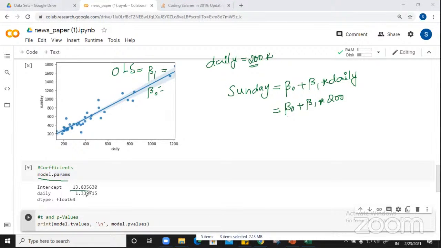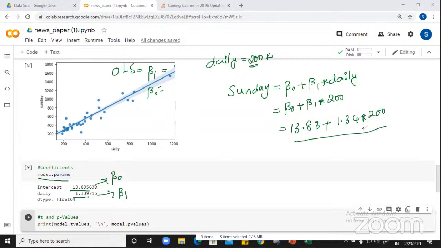You see the model parameters. So the intercept is 13.83. Daily is 1.338. So just plug those values here. So 13.83 is the intercept, the beta naught value, and this is the beta 1 value, right? So 1.34 into 200. Yeah, so this is the Sunday editions. Once we evaluate this, I'll get that value. Let me calculate this.